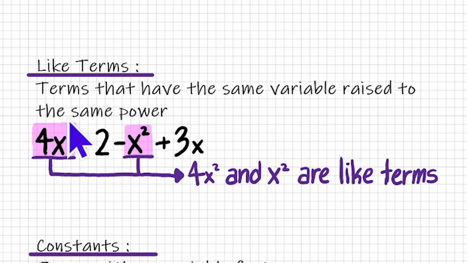So here, 4x squared and x squared are raised to the power of 2, meaning you can combine them using addition, or in this case, subtraction. So you would technically be able to subtract x squared from 4x squared. So you would just get 3x squared plus 3x plus 2.